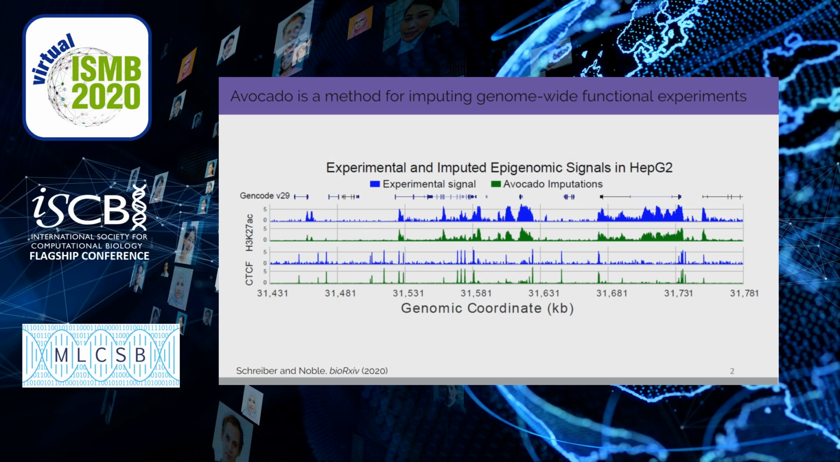In the past at ISMB, I've introduced a model called Avocado that is capable of imputing genome-wide functional experiments. Here we have two examples of the experimental data and imputations for the assay H3K27 acetylation and the protein CTCF in HepG2. You can see that the imputations match the experimental signal fairly well.